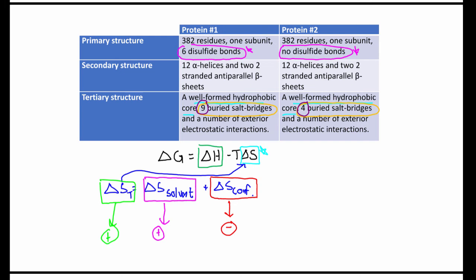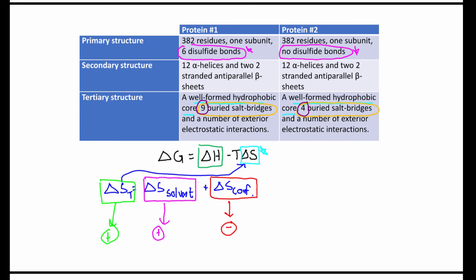Okay, and because much larger bonds are formed, we're going to say that the delta H of protein number 1 is going to be more negative than protein number 2. I would say that they're both probably negative because of the buried salt bridges in both of them. But protein number 1 has more buried salt bridges, and it has those 6 disulfide bonds, making it more negative.